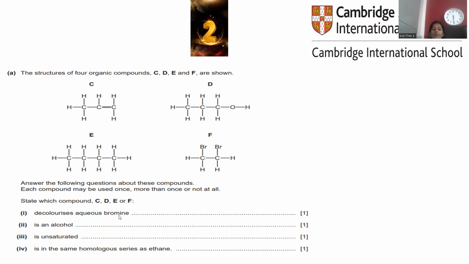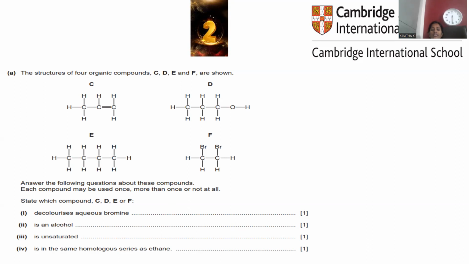Decolorize the aqueous bromine: aqueous bromine can be decolorized wherever a double bond is there. Unsaturation you can notice only in compound C, so we go with compound C as the answer for the first question. Alcohol means a hydroxy compound, where hydroxy is there, that is part of an alcohol, so D will be the answer for question number 2. Unsaturated, wherever either a double or triple bond is located, is a part of what? Hydrocarbon. So C is the right answer for question 3.